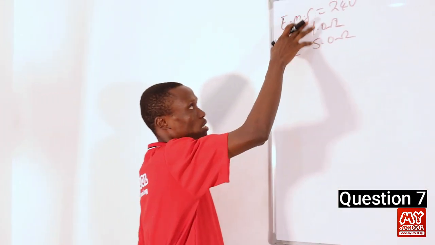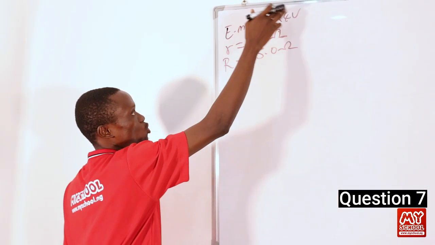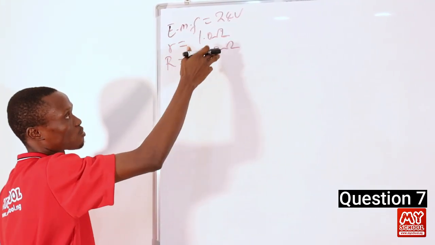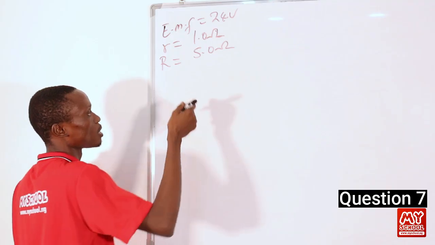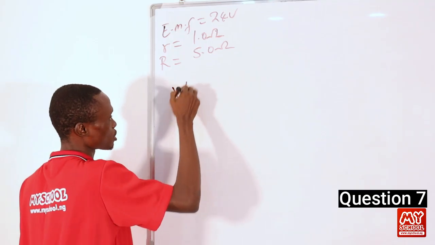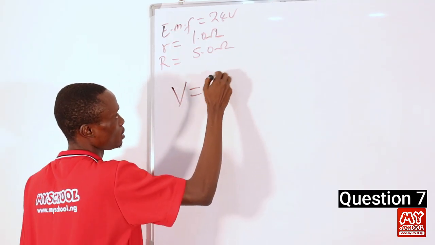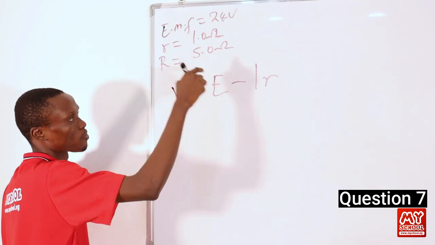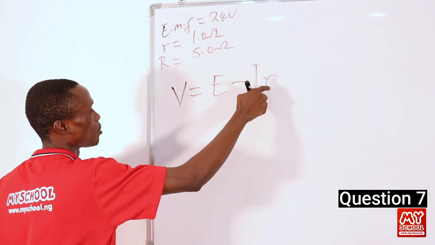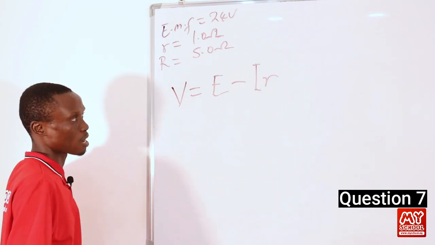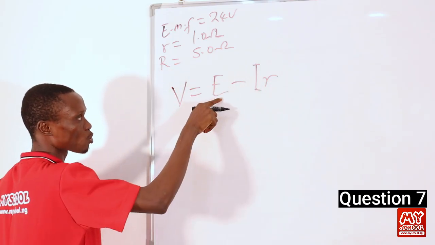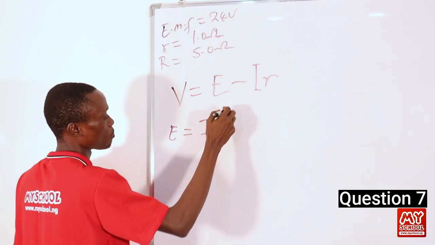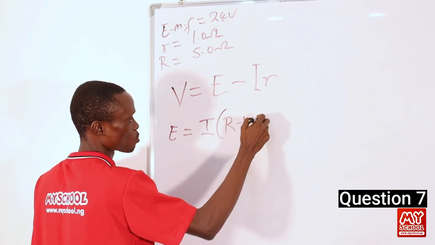So this is the information given to us according to the question. EMF 24 volts, internal resistance 1 ohm, external resistance 5.0 ohms. But we know that terminal potential difference V is given as E minus Ir, where E stands for EMF, I stands for current, and small r stands for internal resistance. But we also know that this EMF is equal to I bracket R plus small r.